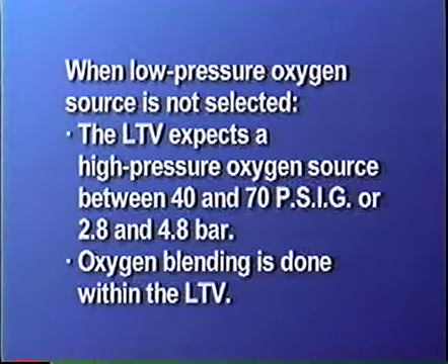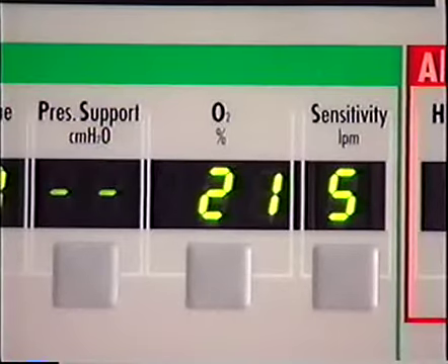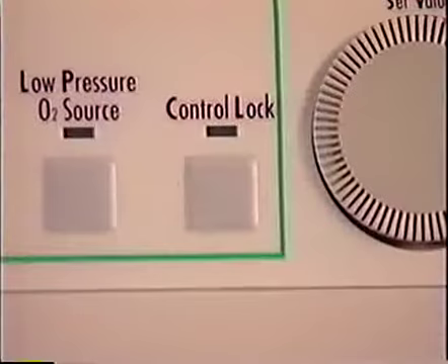When the low-pressure oxygen source is not selected, the ventilator expects a high-pressure oxygen source between 40 and 70 psig or 2.8 and 4.8 bar. Oxygen blending is done within the ventilator. The O2% delivered to the patient is determined by the O2 setting on the ventilator front panel. To ensure that the desired oxygen percentage is delivered to the patient, always use an accurate oxygen analyzer to monitor oxygen concentration. The last button on the bottom row of the LTV is the Control Lock button.